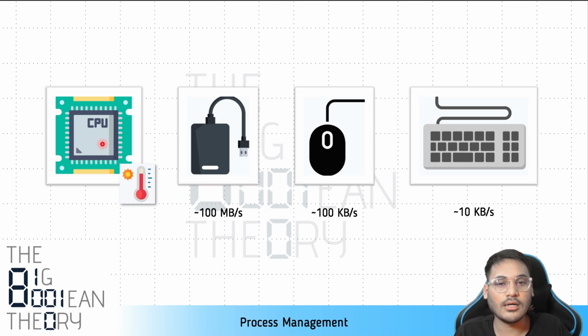So this is how the order of interrupts would be. The highest priority interrupt would be the temperature one, the interrupt raised by the temperature sensor of the CPU. Then would follow these IO devices. Even among these IO devices, the highest would be the one which is the fastest, and then depending on the speed, the priorities would be assigned. So the keyboard would have the lowest priority, and the mouse will have somewhere in between, right?